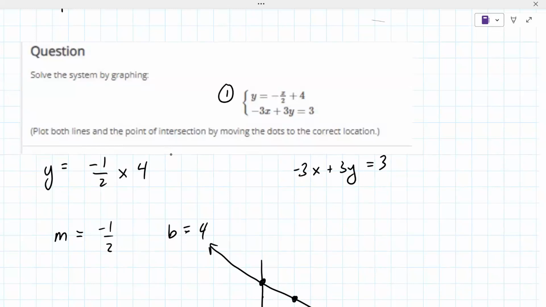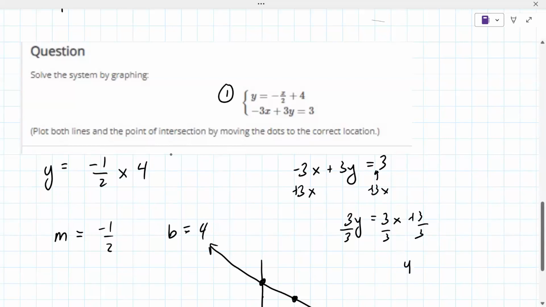Now I think we did this last time where we did what's called the intercept approach, where we found the intercepts. The reason is because both of those coefficients, the -3 in front of the x and the 3 in front of the y, both go into the number on the right, which is 3. Which means that we could do the same thing, or we could solve this for y. Which would you prefer? Solve for y. Okay, so I'm going to add 3x to both sides. 3y equals 3x plus 3. I'm going to divide everything by 3. So y equals 1x plus 1.